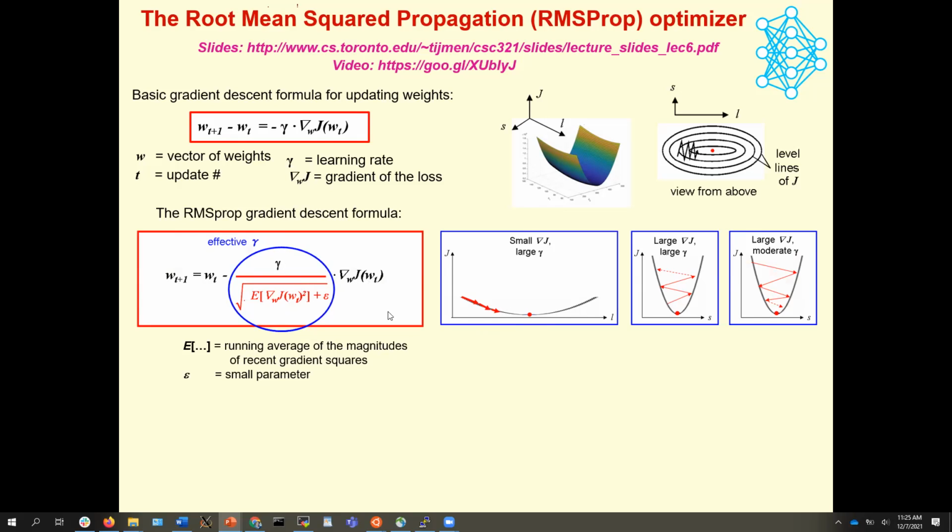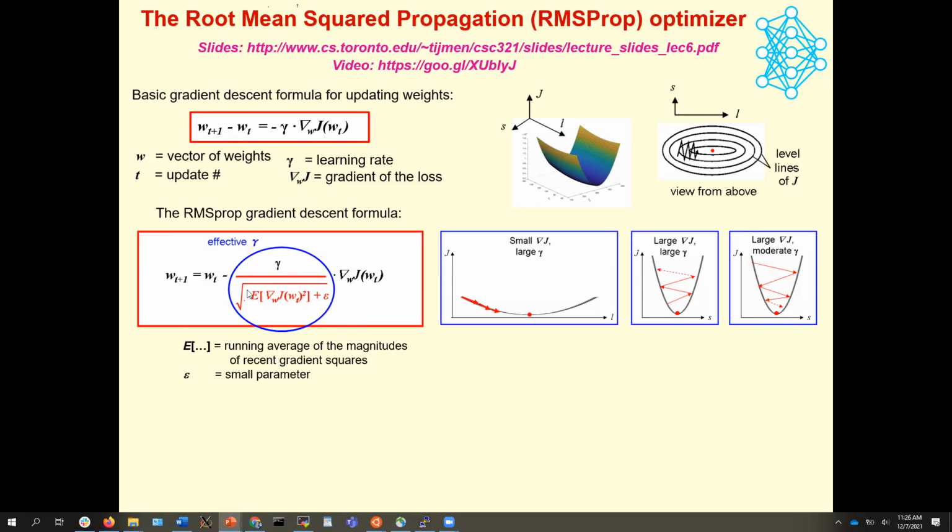However, if the gradient of loss in the denominator is large, then the effective gamma will be smaller, because the constant gamma will be divided by this large value, and the resulting effective gamma will be small. We will have this case, and so we will go down the gradient in the perpendicular direction.